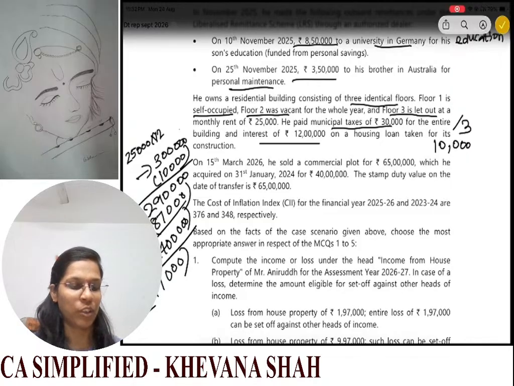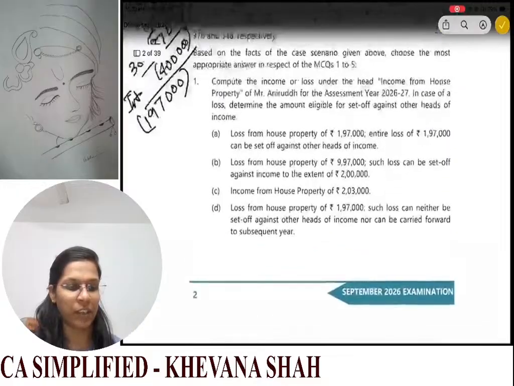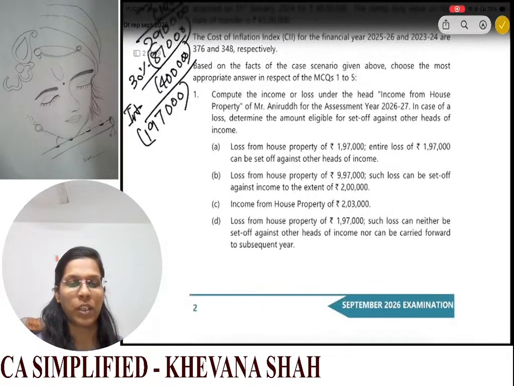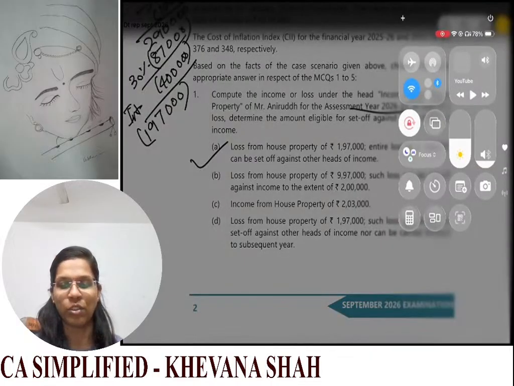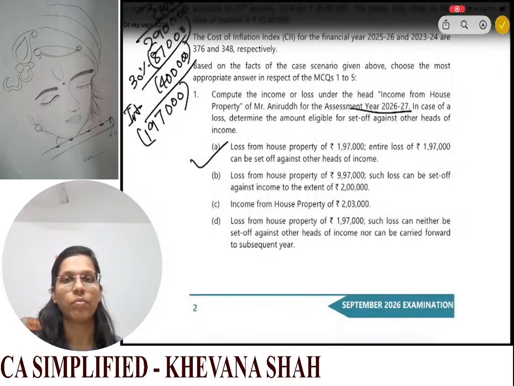So for your first MCQ, compute the income under the head income from house property for assessment year 26-27. The correct option is loss from house property 1,97,000. Entire loss of 1,97,000 can be set off against other heads of income. Now we have moved to the second question.